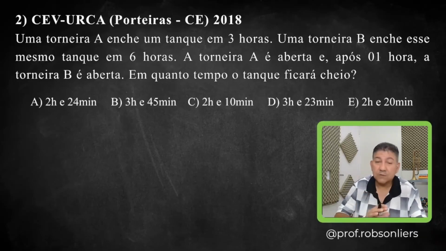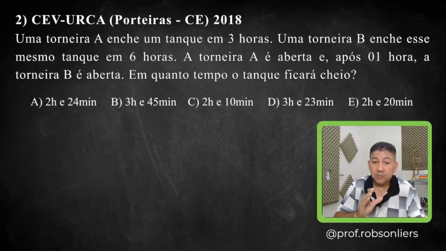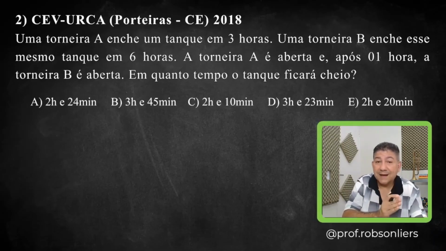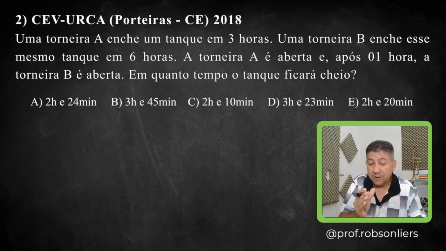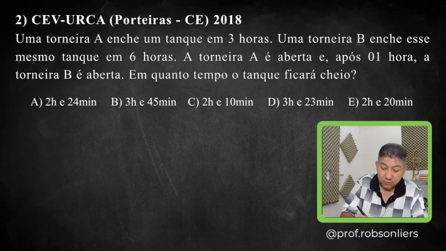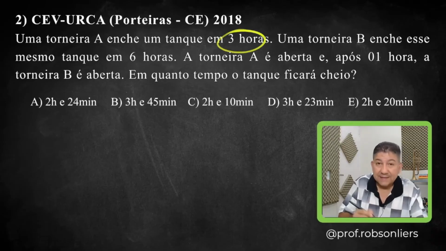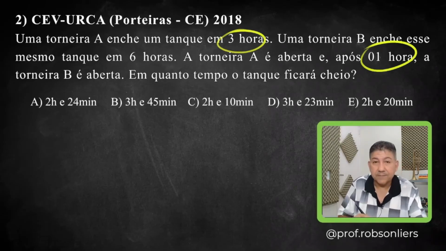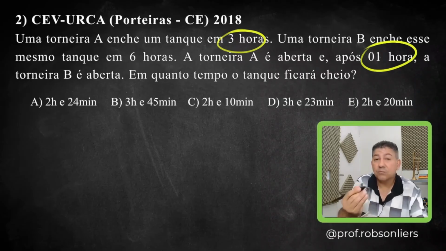You can't start by using the product over sum formula here, because it already starts with faucet A open by itself for 1 hour, okay? Now pay attention. If faucet A fills the tank in 3 hours and it stayed open for 1 hour, in 1 hour it will fill 1/3 of the tank.